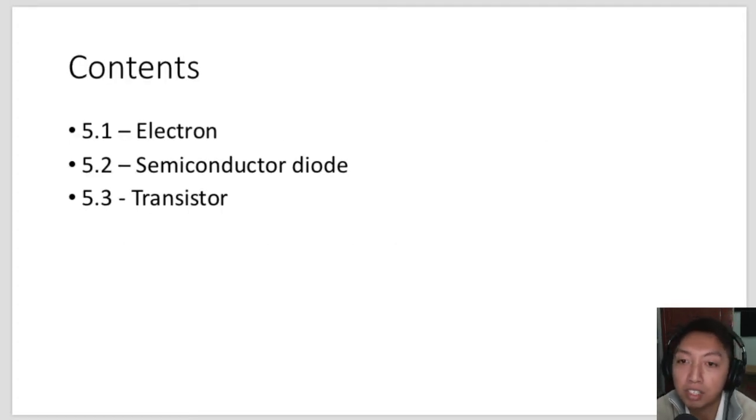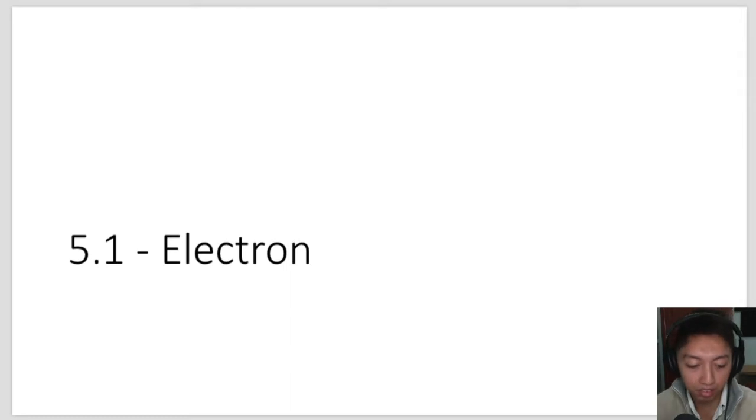So these are the 3 topics in this chapter. It's not the longest chapter, but some of the theoretical side of it is very interesting, and it does take a little bit of time for us to understand. I don't want to rush through the first one, especially because some of the concepts there are quite interesting, and quite important for us to understand before we continue with the other 2 topics. Okay. So we'll start with the first one, electron.